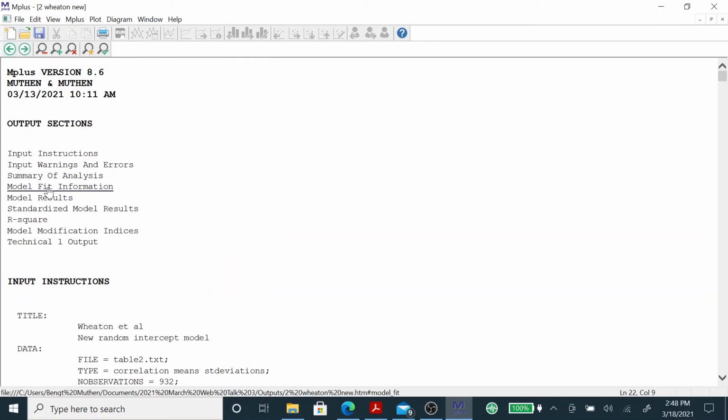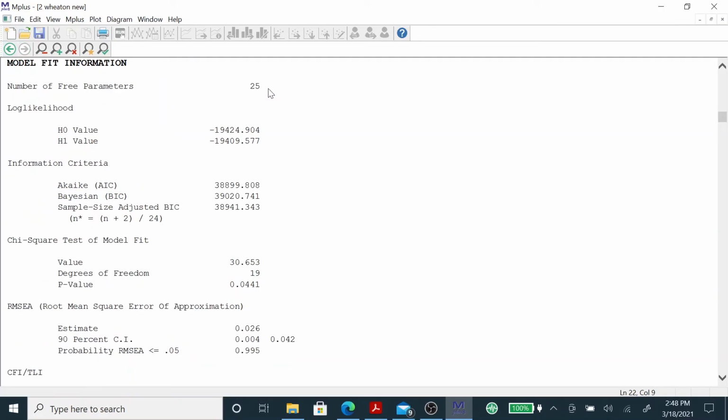So let's take a look at that model fit information then. We find the 25 parameters that we talked about in the summary. That is 6 parameters less than the classic model, with a good chi-square and a good RMSEA.